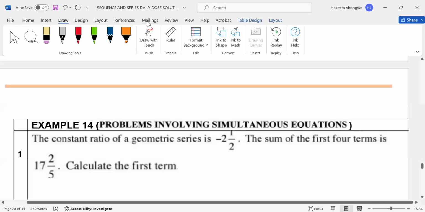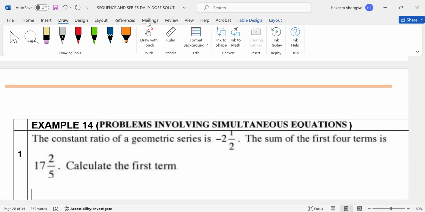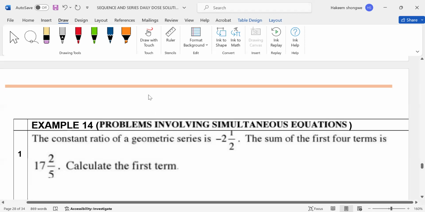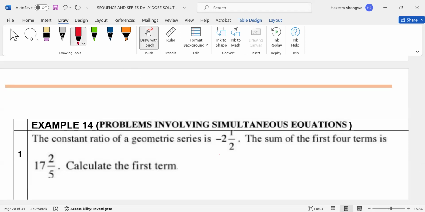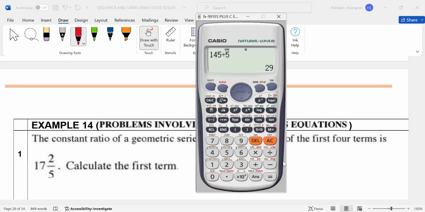So in example number 14, we are solving simultaneously the constant ratio of a geometric series. So constant ratio, what is the constant ratio? It's R. So you're given R, what is R? R, it's a mixed fraction. You can type this in your calculator. Your calculator will change it for you. You shouldn't worry about it, this one. So if you just say mixed fraction, here it is.